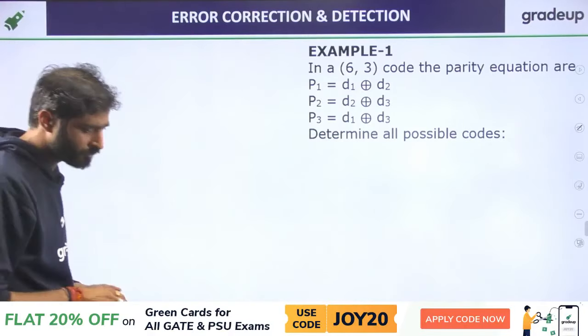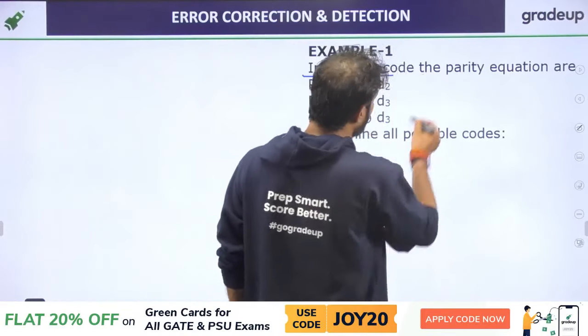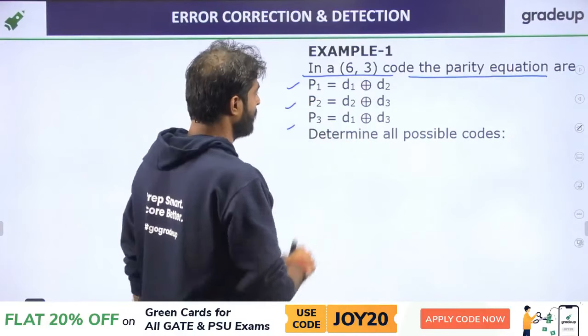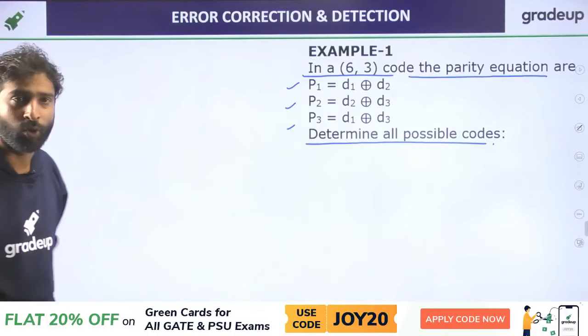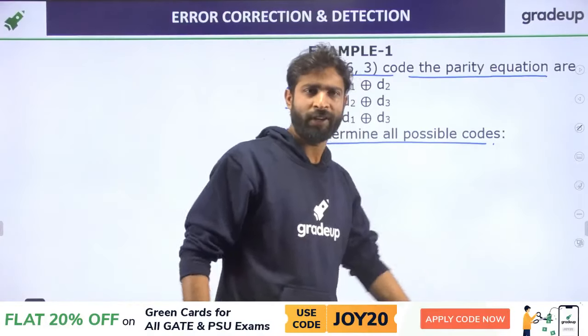So we have written that. Now I'm giving you one example. In a (6,3) code, the parity equations P1, P2 and P3 are given. Determine all the possible codes. We have to find out all the possible codes for this, right?